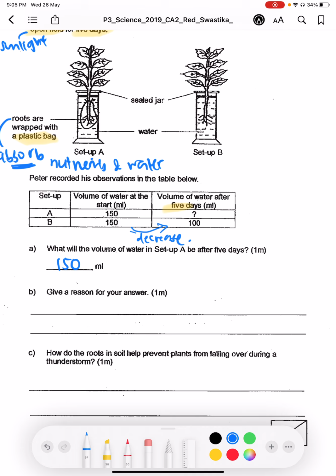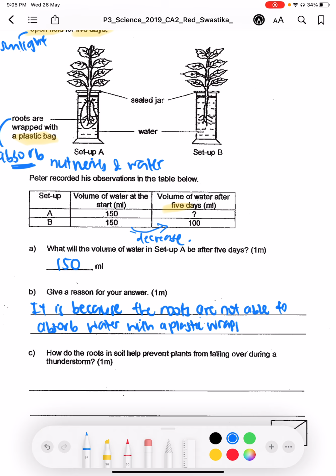It is because the roots are not able to absorb water with a plastic wrapped around the roots. So that is why setup A is still 150 ml after 5 days.